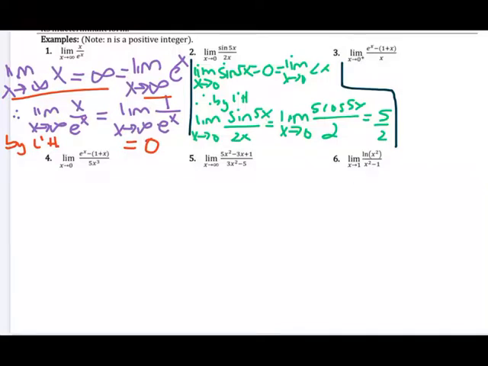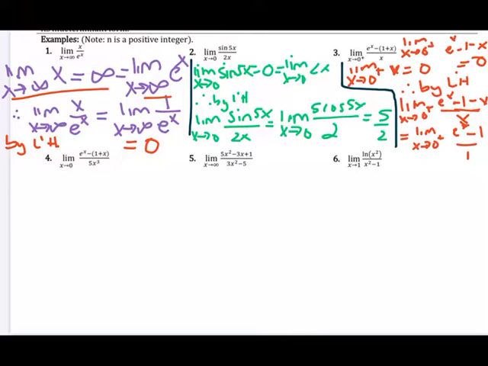So go ahead and pause the video. So for number 3, the limit as x approaches 0 from the right of e to the x minus 1 minus x is 0. The limit as x approaches 0 from the right of x is 0.